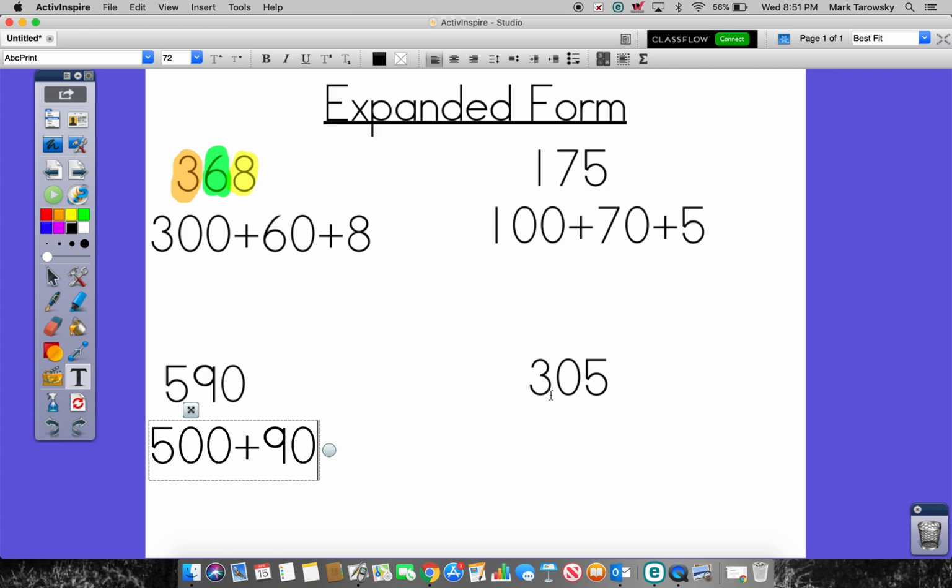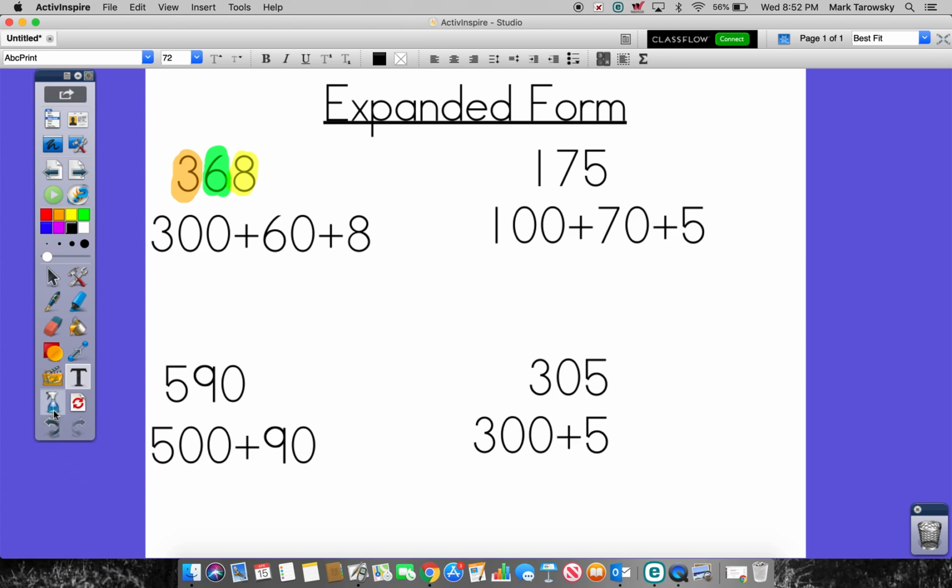And lastly, coming over to this 305. Just like in our first one, we've got that 3 in our hundreds place. We're going to write that 300. Now this one's a little bit different. You can see we have 0 in the tens place. We have no groups of 10. So we can't put anything for our tens place, and we just need to go to this 5 ones, and it's going to look just like that. 305 is going to be 300 plus 5. And there we have expanded form.